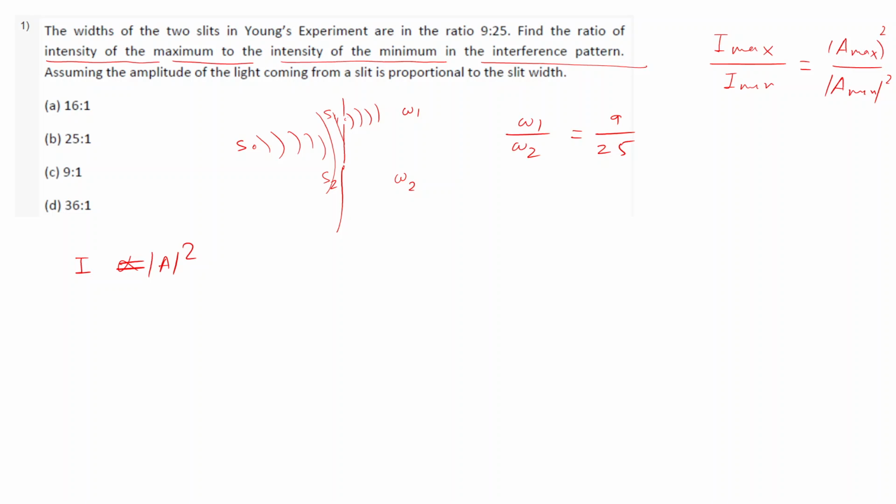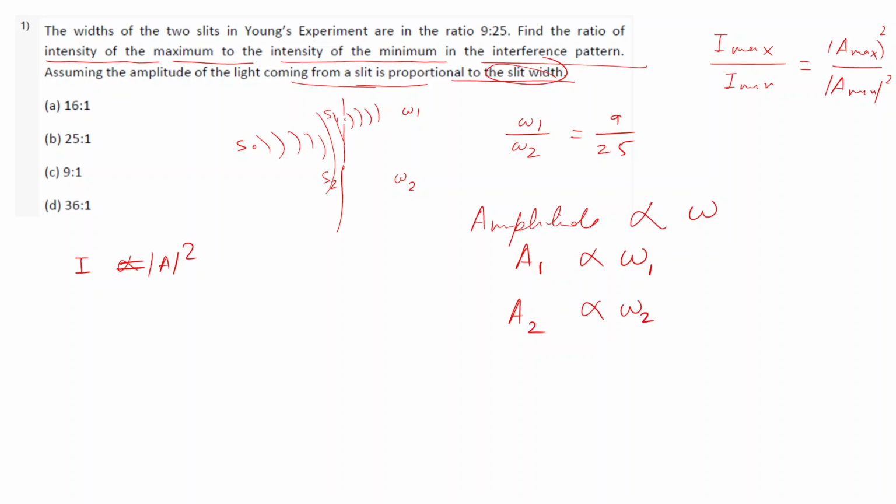So we have one more thing given here. Assume the amplitude of light coming from a slit is proportional to the slit width. What does it mean? We have to consider here that the amplitude of light coming out of these two slits is proportional to the width of the slit. That means the amplitude of the light wave coming from source S1 will be proportional to the width of slit S1, and the amplitude of the second source of wave will be proportional to the width of the second slit.